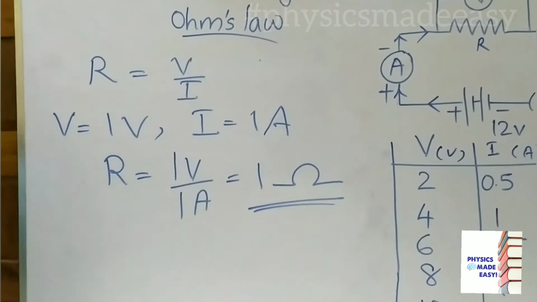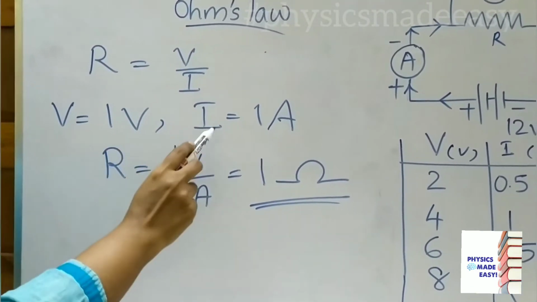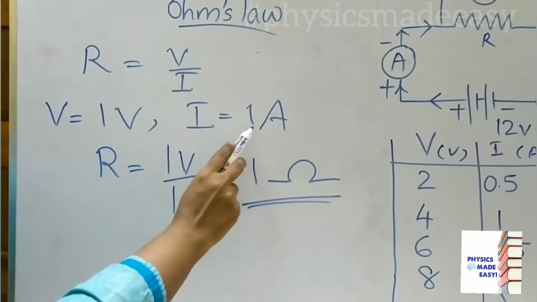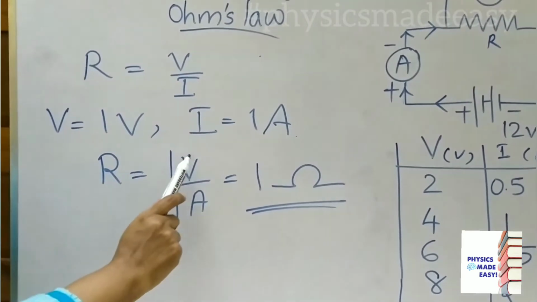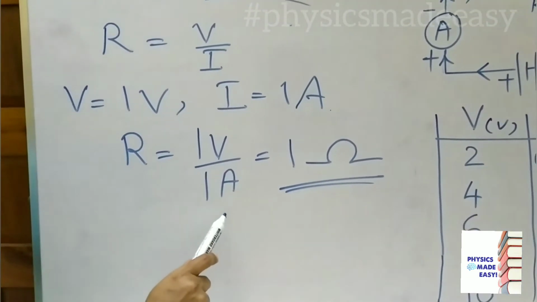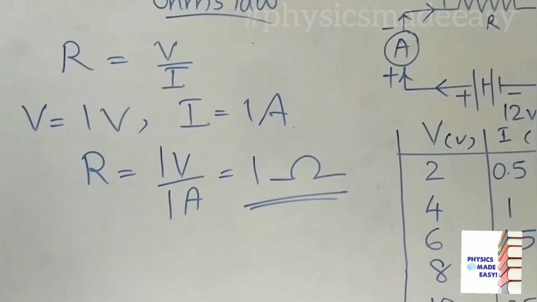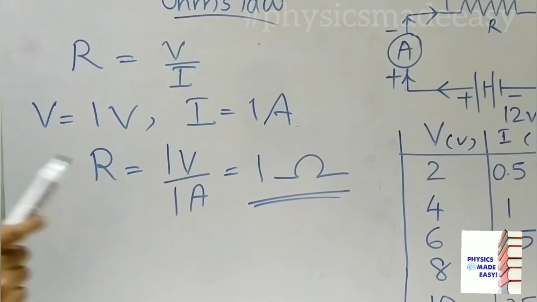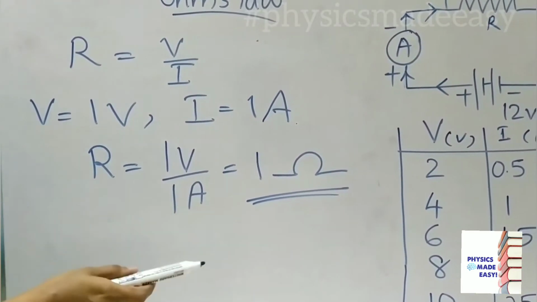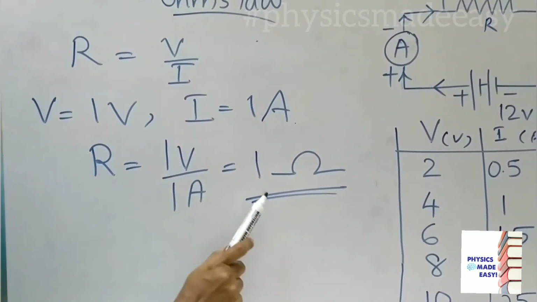Consider if the potential difference across a conductor is 1 volt and the current passing through that is 1 ampere. How to write resistance? Resistance is equal to 1 volt divided by 1 ampere, that is equal to 1 ohm. Then how to define this 1 ohm resistance? If the potential difference across 2 ends of a conductor is 1 volt and the current through it is 1 ampere, then the resistance will be 1 ohm.